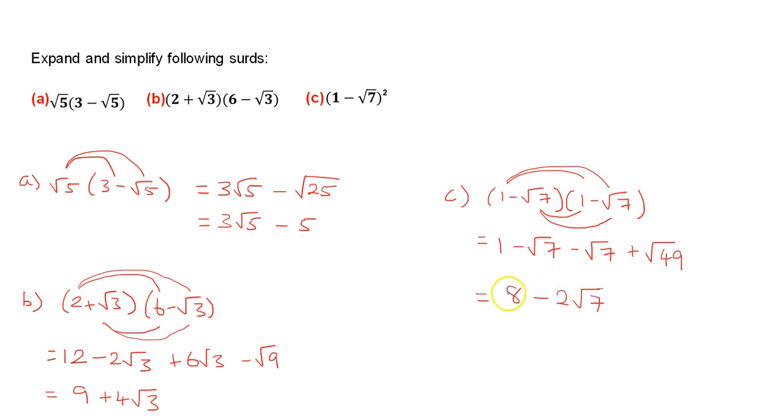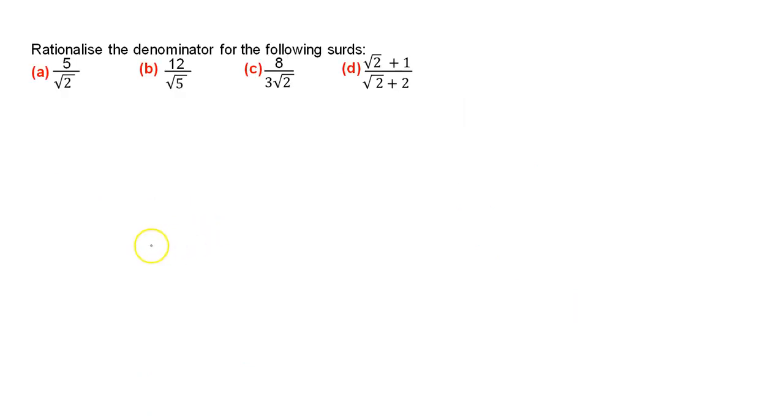We're going to be able to use this in the next part where we're rationalizing. So in terms of rationalizing, all that means is making sure the denominator is a rational number.